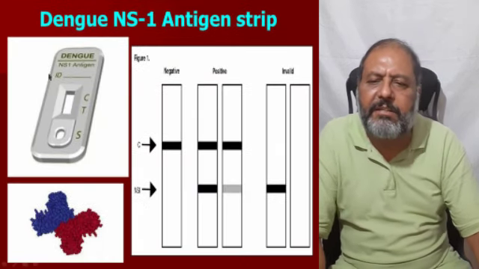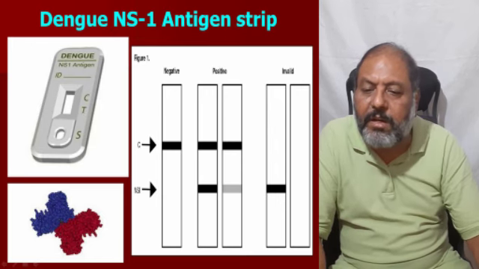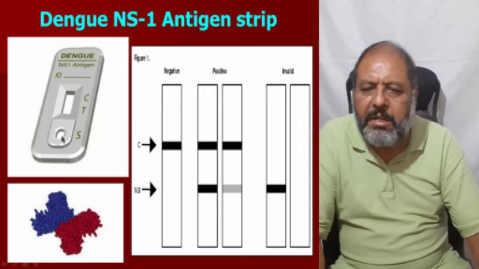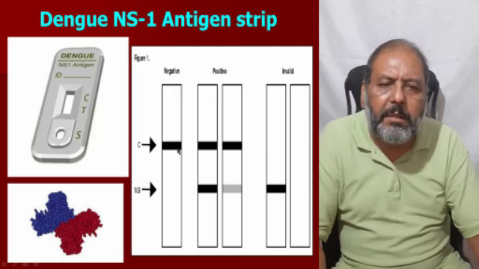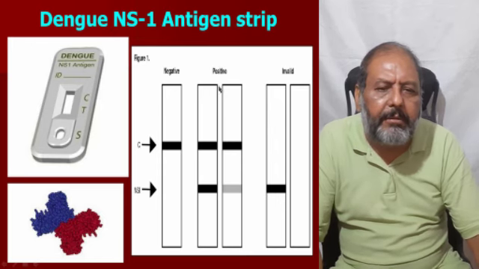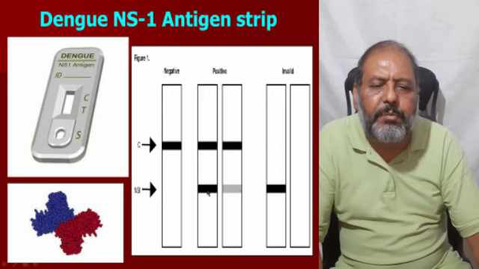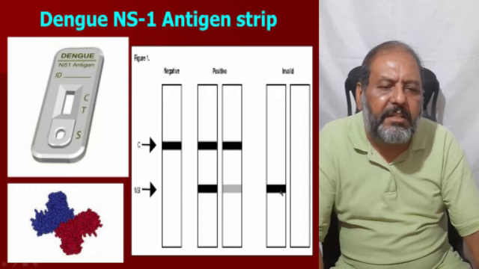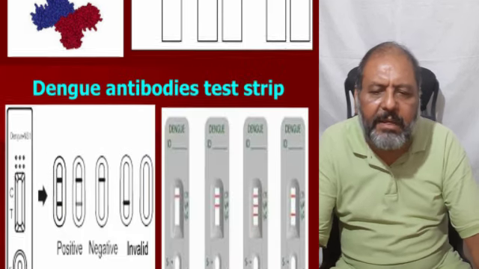And here one can see the strip which has not been used, the empty strip, and this is the NS1 protein which is being detected, and after putting the serum on it one can have these kinds of appearances. If just one line, it means negative, meaning the control is okay. And if two lines are here, it means NS1 is positive. It is the positive dengue test. And if just one line is positive but the control is absent, it means the test is invalid.